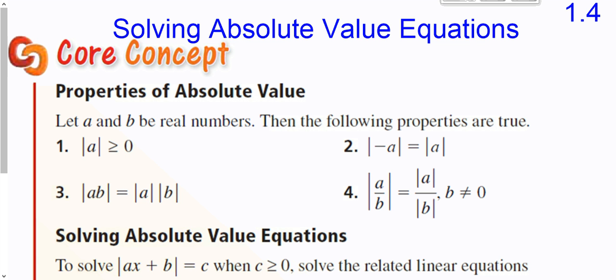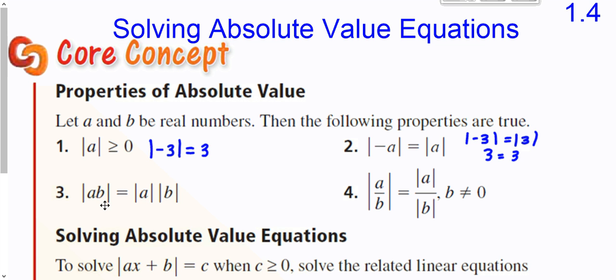For example, if I were to take the absolute value of -3, that's going to come out to be +3. So the absolute value of A is greater than or equal to 0. Then, if I take the absolute value of -A, that's equal to the same thing as the absolute value of A. So if I take the absolute value of -3 and the absolute value of +3, they're both going to equal 3. It doesn't switch. It's always going to come out positive.